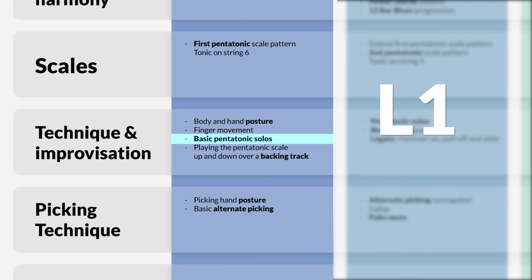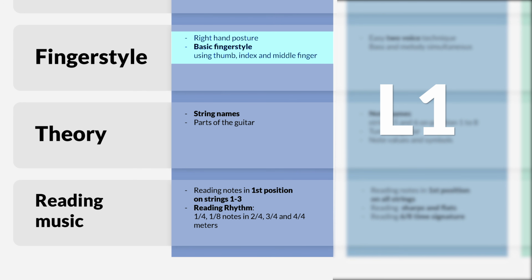Now, you're going to learn to pay much attention to your finger movement and your body posture and the posture of your hands while playing. That this is essential to become a good guitar player. Now, you'll be occupied with slow and easy alternate picking exercises. And you will also begin with basic fingerstyle playing using only the thumb, index and middle finger.